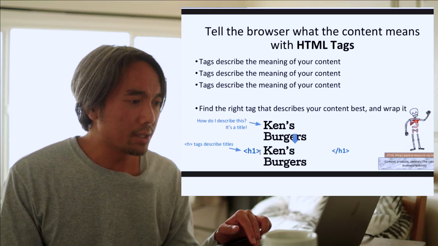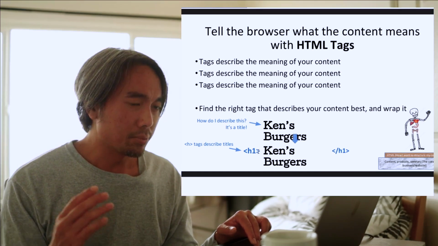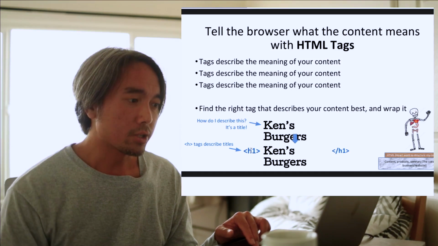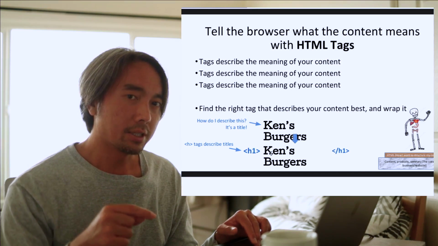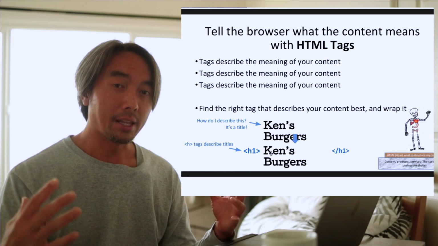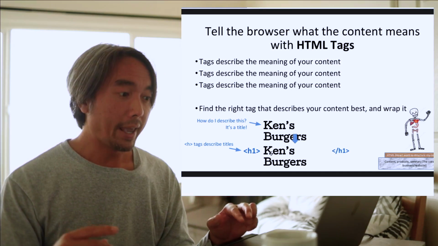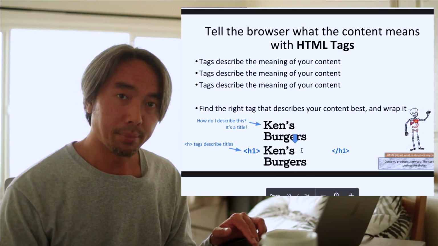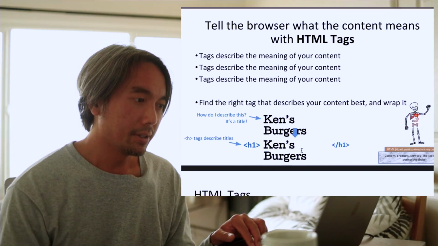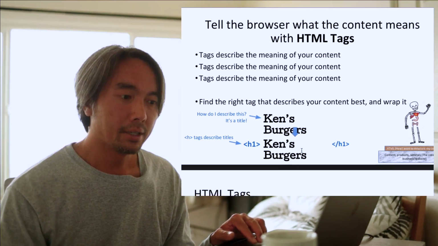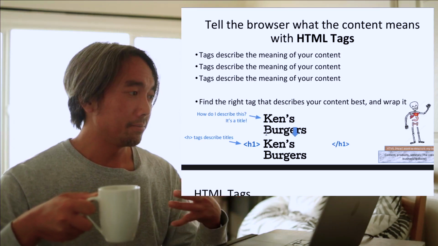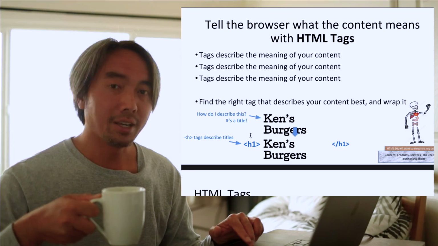So the H1 tag that is provided by HTML is used for describing that, hey, this piece of content is a title. That's what it means. It's a title, and it's the most important title, the number one title of my page. And usually your brand name of your company, or the most important title on your page, is the H1 tag.